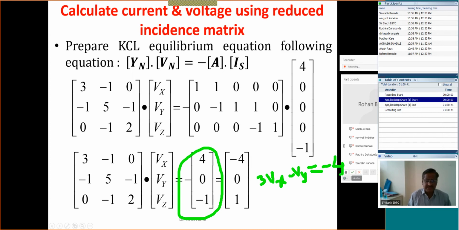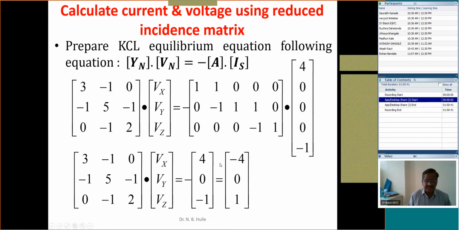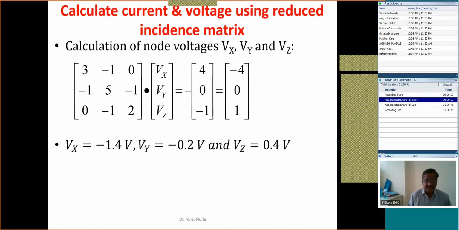Is it right? How is the second case? This into this: minus Vx plus 5Vy minus Vz is equal to 0. That is the second equation. Then 0 Vx minus Vy plus Vz, which is equal to 1. That is the third equation. We have three equations and three unknowns, so we can use the calculator and find out those values.